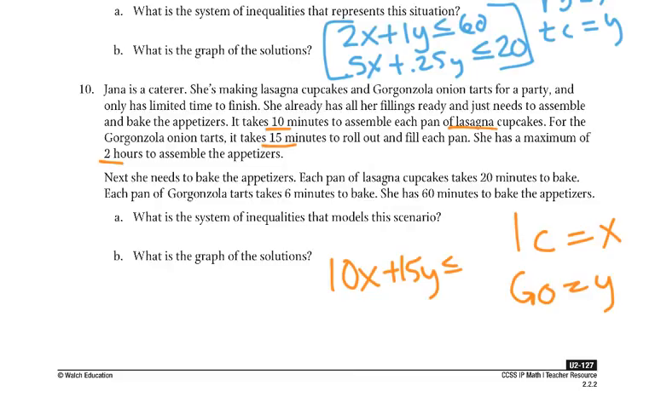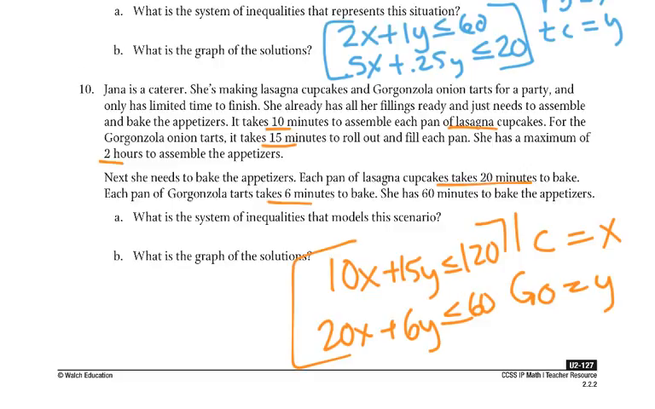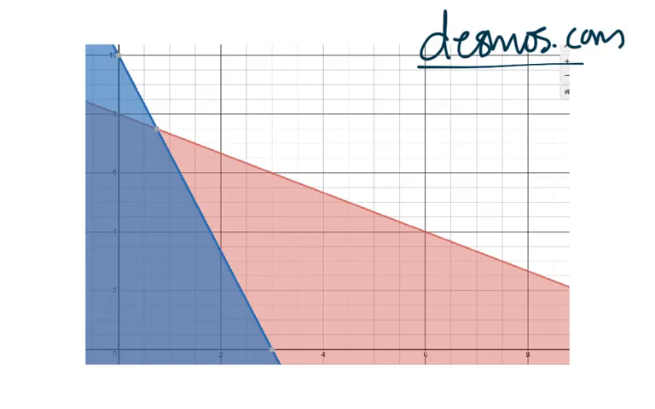Now, we could put 2 hours, but notice that these are all in minutes. So why don't we change it to minutes? So 2 hours would be 120 minutes. Then to bake, lasagna takes 20, so 20 times x, plus gorgonzola takes 6, so 6 times y, and it's going to be less than or equal to 60. So once again, let's head over to Desmos and get that graphed for us.